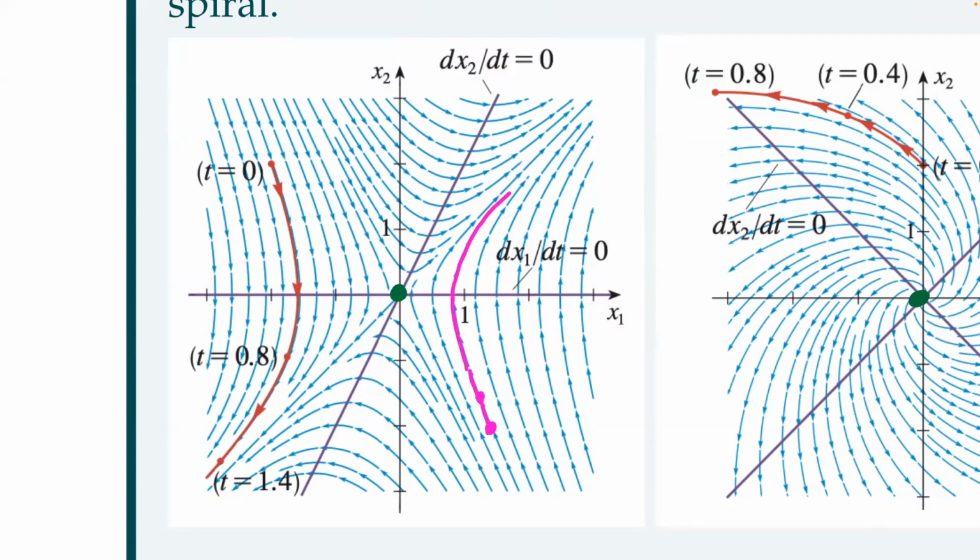And if you connect all these things up, you end up with a trajectory, and that's telling you how x1 and x2 are changing, okay? So we could choose different starting points, and we end up getting slightly different trajectories.